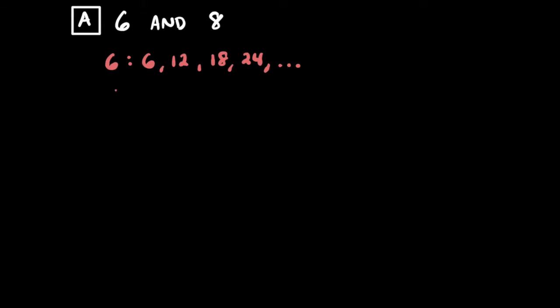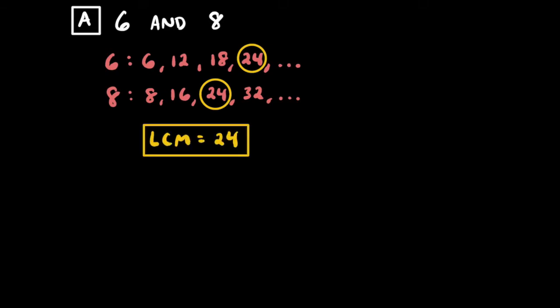Then, let's write some multiples for 8. So multiples of 8 are going to be 8, 16, 24, and 32. After just writing a few multiples of each number, we've already found the LCM. The first multiple we find that they have in common is 24. 24 is the least common multiple. While 24 is the first time these numbers meet, they will continue to meet again at 48, 72, 96, and every other multiple of 24.